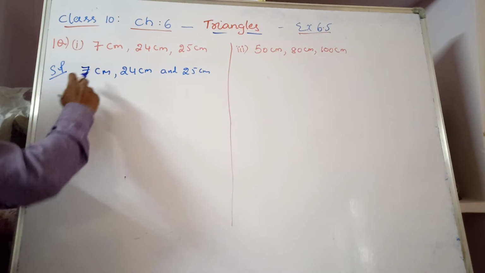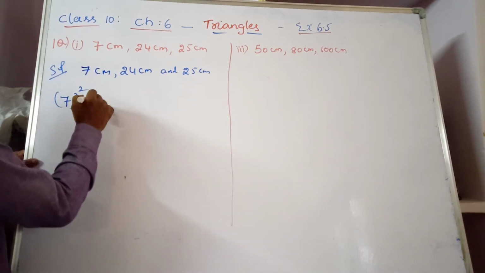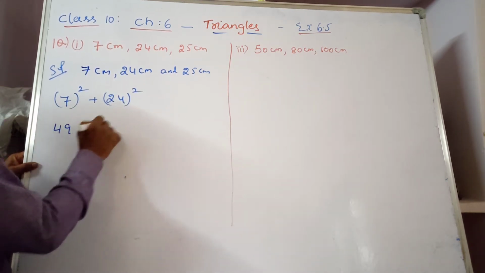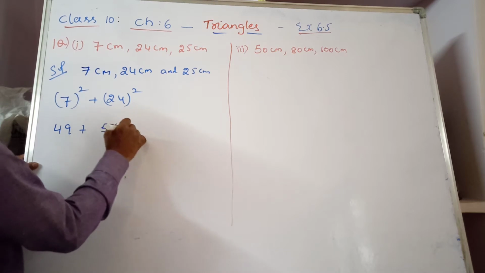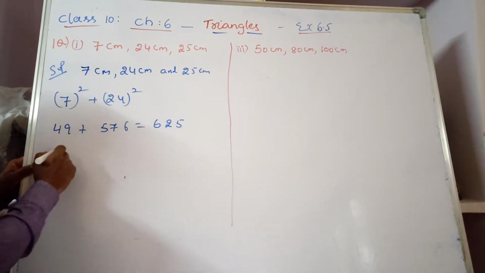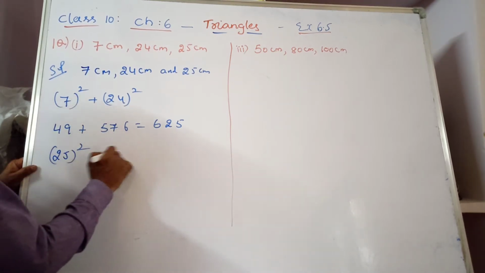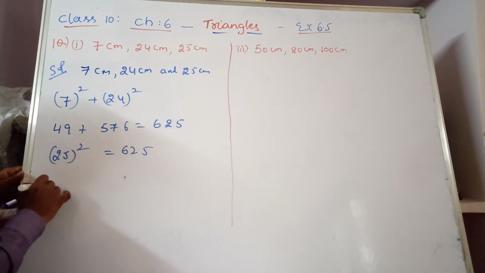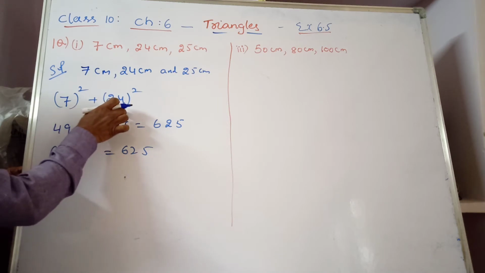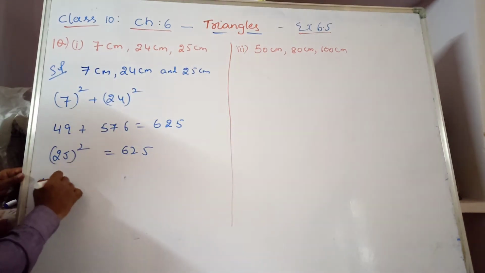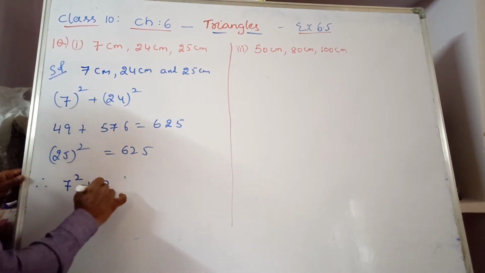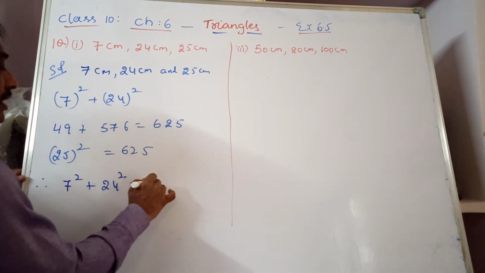Observe it. The smaller ones: 7 square plus 24 square. 7 square is how much? 49, plus 24 square, 576. If you add these two, 625. Now find out 25 square also. It is 625. Therefore, the sum of the squares of the two sides is equal to the larger square. So 7 square plus 24 square is equal to 25 square.